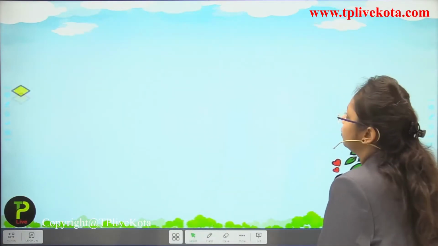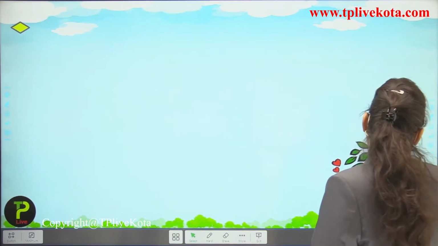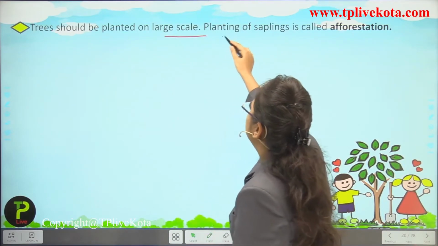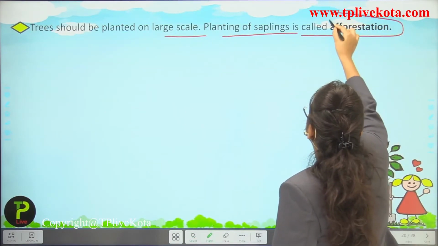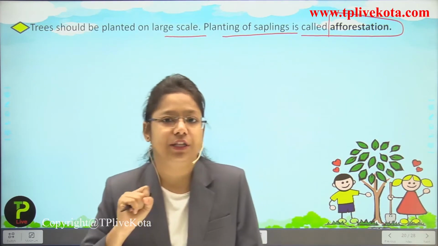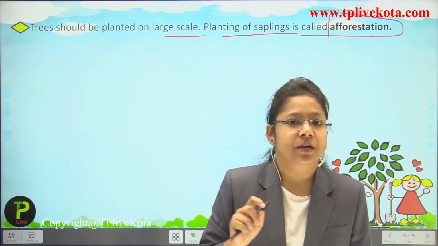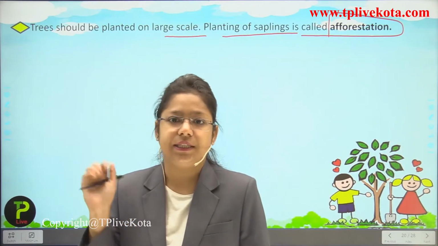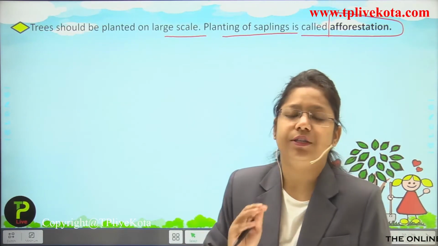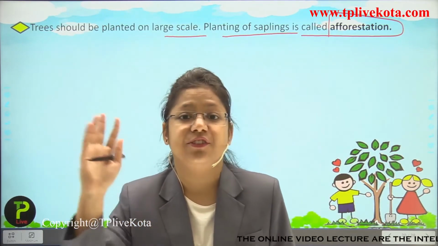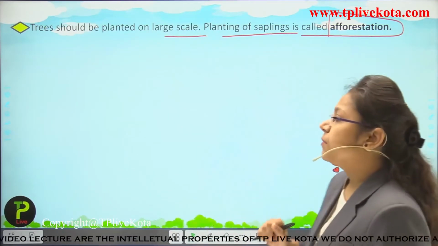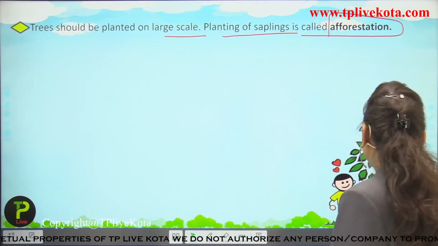Okay, let us look at the first point, that trees should be planted on a large scale. Planting of saplings is called afforestation. Now, there are actually three terms. First is afforestation, second is reforestation, and third is deforestation. You are very familiar with the term deforestation, that is cutting down trees on a large scale. Now, what is afforestation? Afforestation means you are planting trees for the first time on a particular land. Then it is known as what? Afforestation. Okay, now reforestation will be understood in the next line.